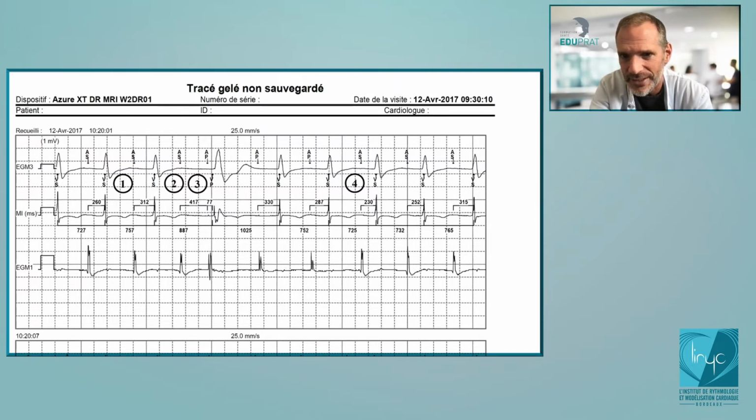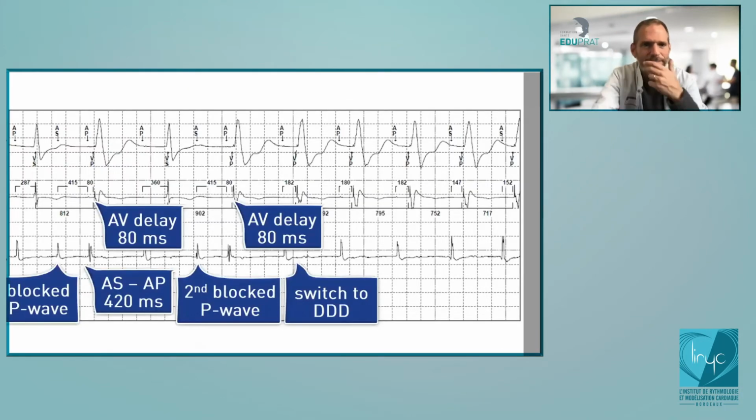Is this clear? If I summarize: AS, it will wait, open the window, nothing. After 420 milliseconds, it paces the atrium, then a short AV delay of 80 milliseconds. This one is conducted; there is an R wave. This one, it waits, no R wave. So the same: AP, 420 milliseconds, 80 milliseconds. This one is considered as block. This one is not, this one is not, and this one is considered as block. So it's 2 out of 4, and it will switch to DDD.